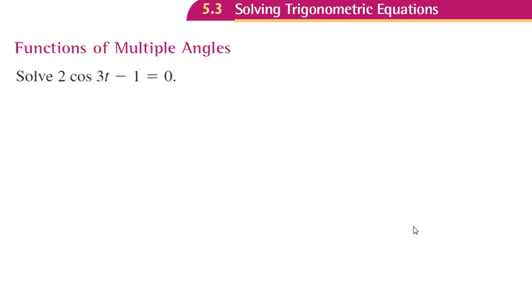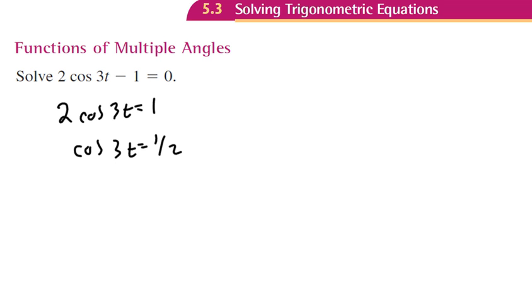We have 2 cosine of 3t minus 1 equals 0. We want to go ahead and solve for t. Okay, and so let's first isolate our trig function. So I'm going to add 1. So 2 cosine of 3t equals 1. I'm going to divide by 2. So cosine of 3t equals a half.